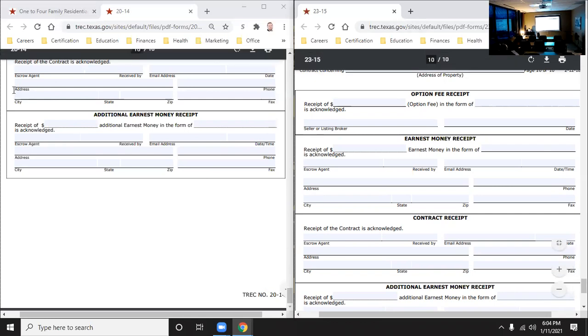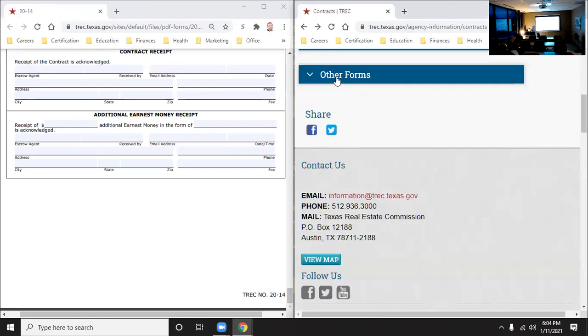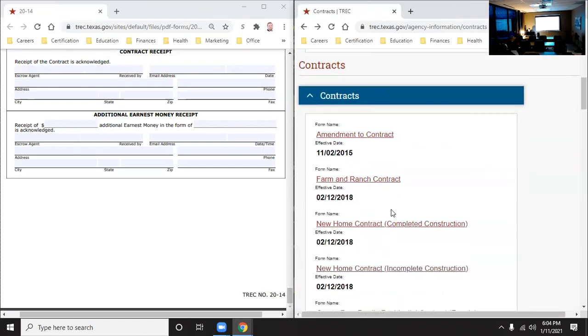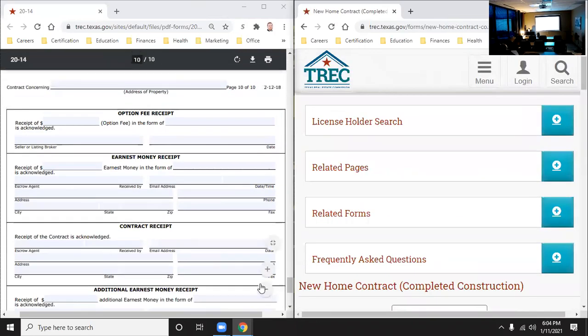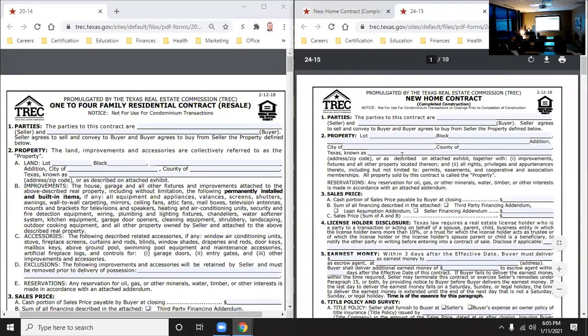All right. Now, let's go to our next one. Move this over here. We want to go now to our completed construction. Okay, here's your completed. So this is going to be a home that is 100% completed. Again, Mr. Eugene, what do you notice about paragraph 2? It's different than the other one. It's still different. It still is.